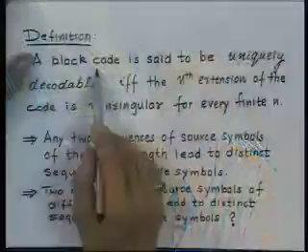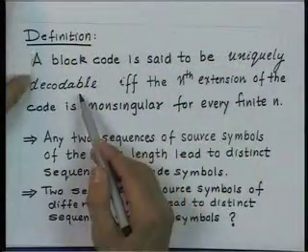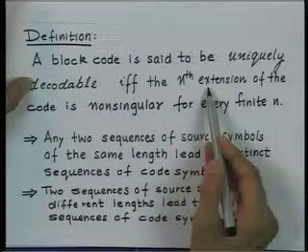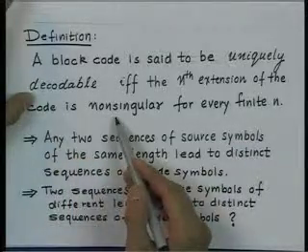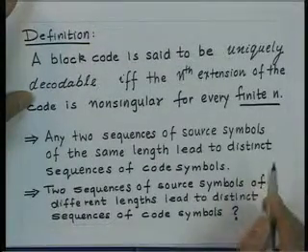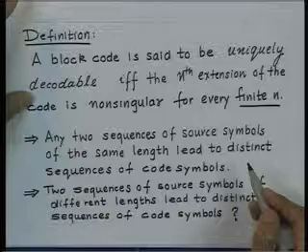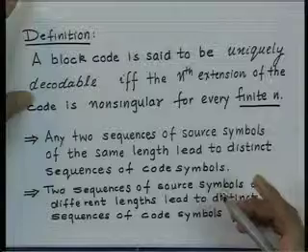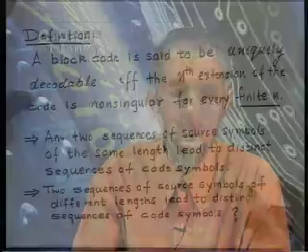So, a block code is said to be uniquely decodable if and only if the nth extension of the code is non-singular for every finite n. In the previous example, we saw that when we take the second extension of the block code, there are two code words which are same for two symbols from the second extension of the source. So, if this condition is not satisfied, then that non-singular block code cannot be uniquely decodable.